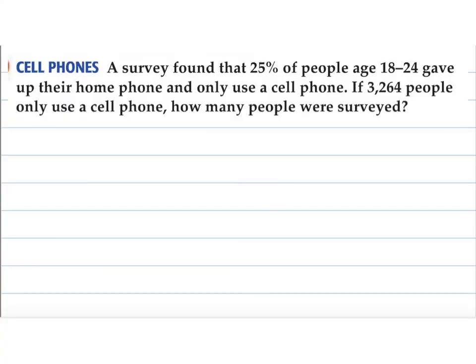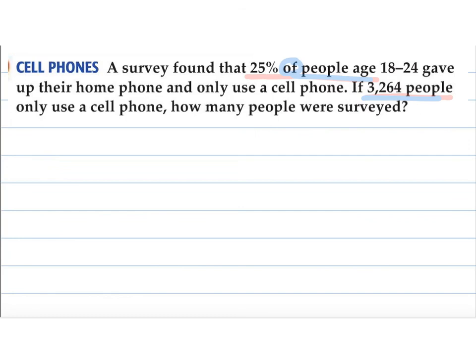All right, one little word problem, of course, because we have to learn to break down problems, and reading and understanding what we read is important. A survey found that 25% of people ages 18 to 24 gave up their home phone and only use a cell phone. Yo, I'm one of those people. If 3,264 people use only a cell phone, how many people were surveyed? So you have to read between the lines, right? And it's okay to read it more than once. 25% of people, okay? And this was our total that we got. So a quarter of the people surveyed did that.